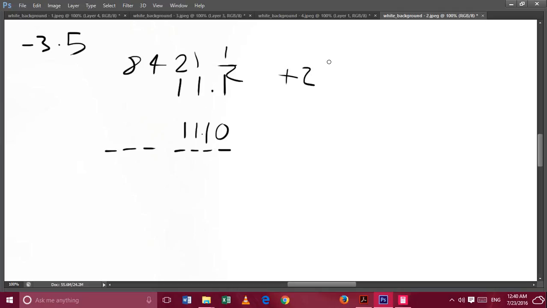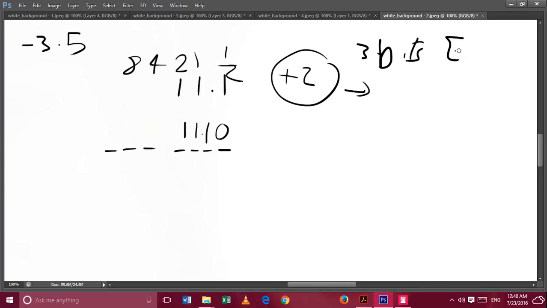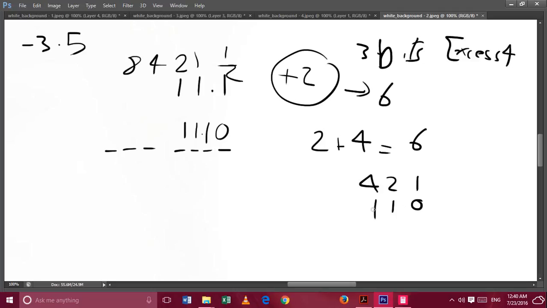So to convert +2 to 3 bits excess 4, we need to add the excess. 2 plus excess 4 equals 6, and then convert to unsigned binary. Unsigned binary is 1 1 0. So that becomes the exponent.